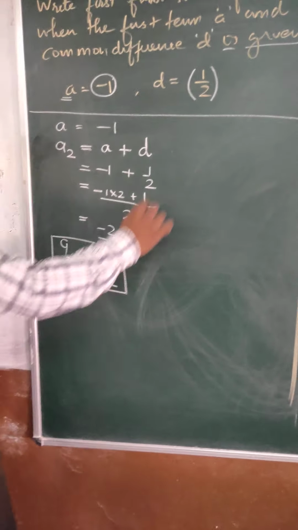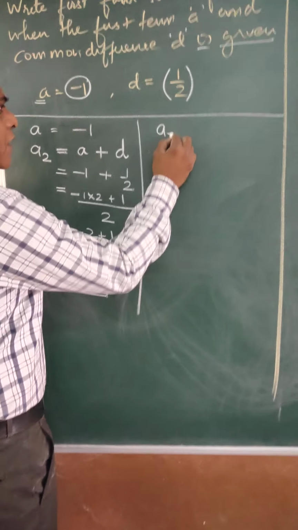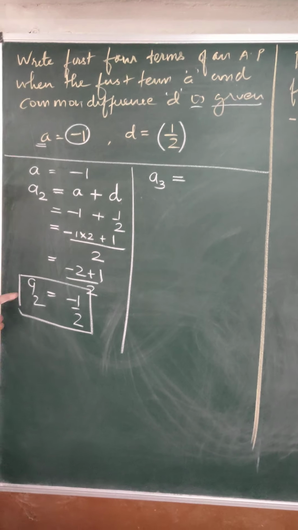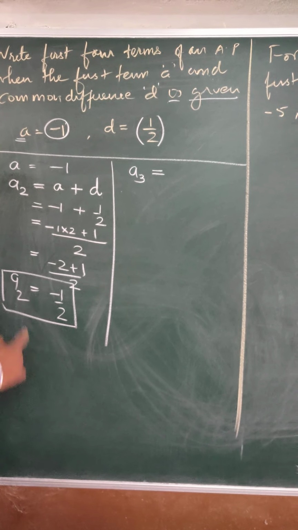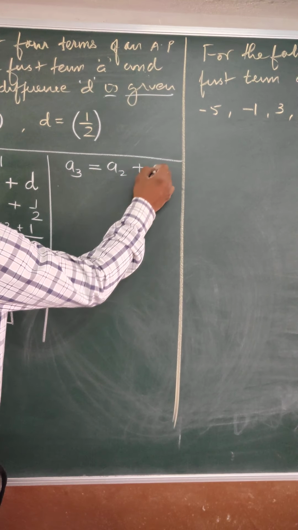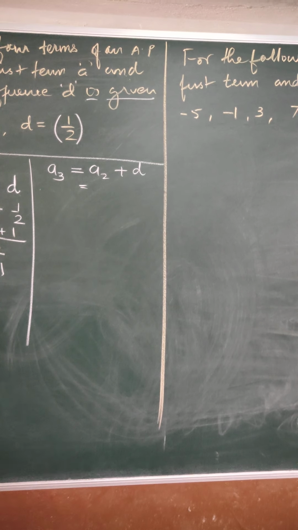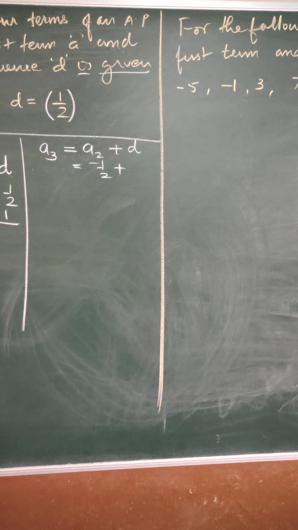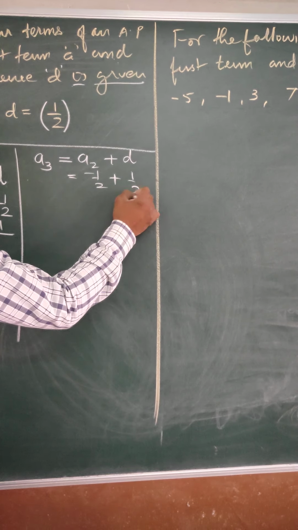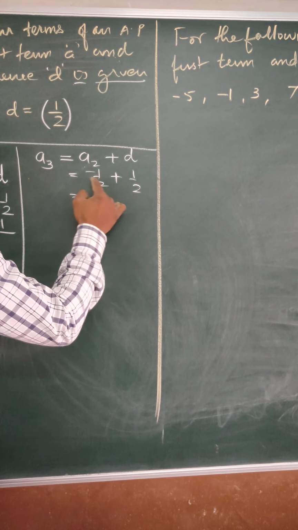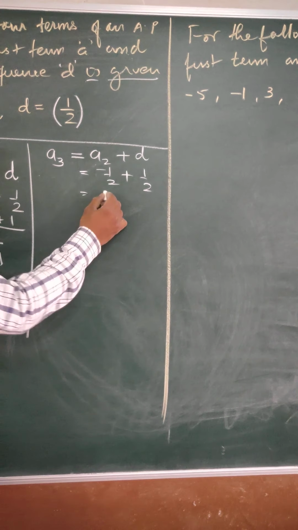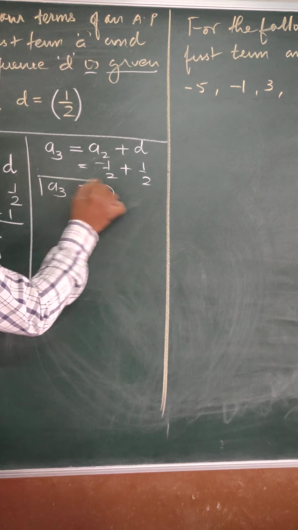Now we are going to find the third term. The third term is denoted by A3. It can be found by adding the common difference to the second term. We already got the second term, which is -1 by 2. That is A2 plus D. So A2 is -1 by 2 plus the common difference 1 by 2. Now -1 by 2 plus 1 by 2, with the difference in sign, plus and minus, will give you 0. So the third term of the AP is 0.